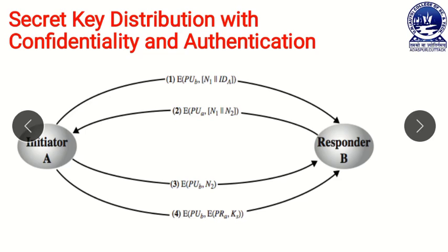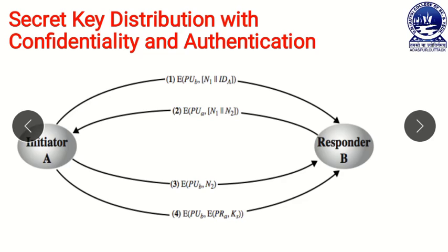Now look here: when this message is transmitted over the network, if the attacker gets this message, then the attacker must decrypt this message. For decrypting this message, the attacker must know the private key of responder B, because this message is encrypted by using the public key of responder B. The attacker cannot get the private key of responder B, because the responder B only knows its own private key, so the attacker cannot decrypt this message to get the secret key, which means it satisfies confidentiality.